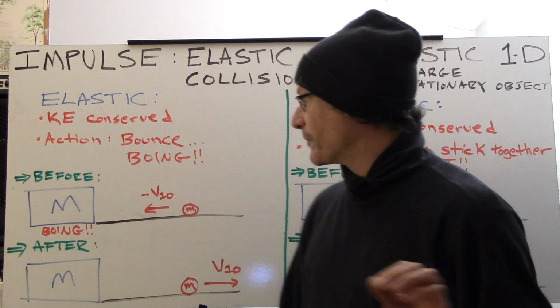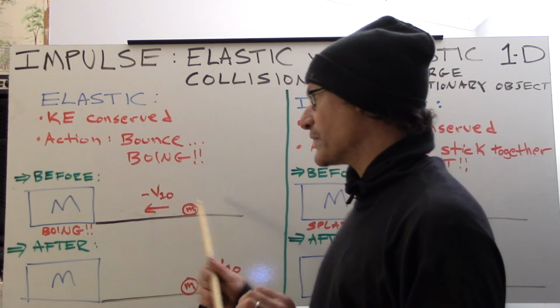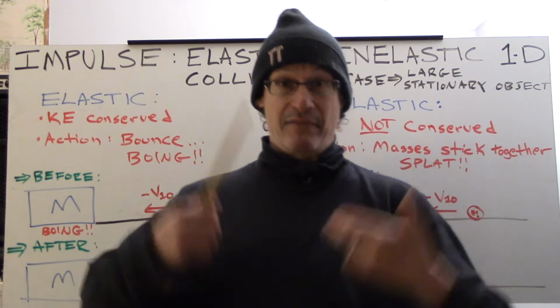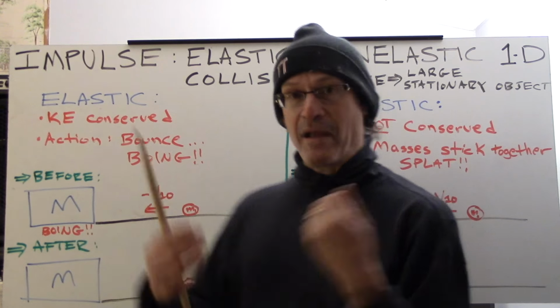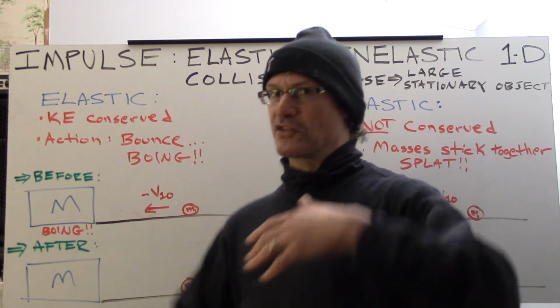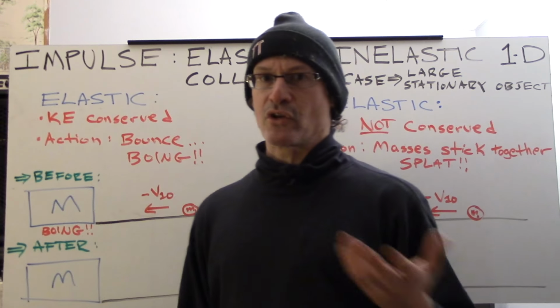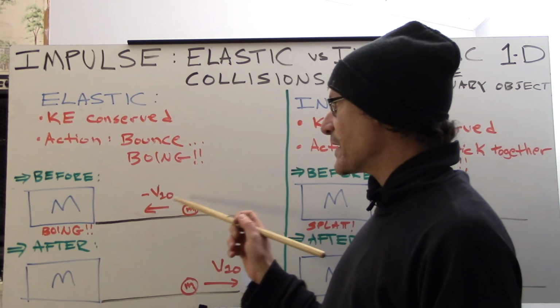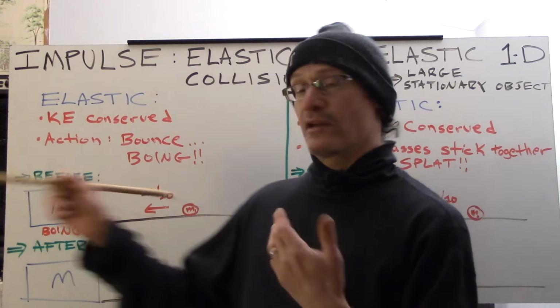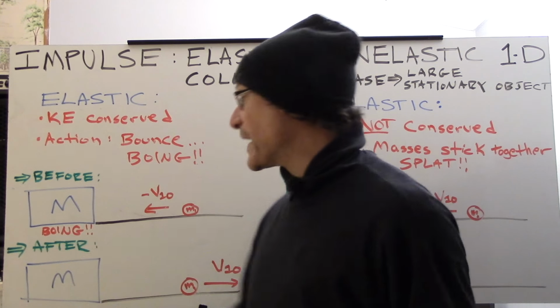So here's the before. We've got mass 1 smacking into a very, very large M block over here. You can imagine this to be like the immovable object. It's so massive that it really won't budge. So we've got M1 coming in at velocity negative v1 naught. So it's the negative direction. We'll consider left to be negative.